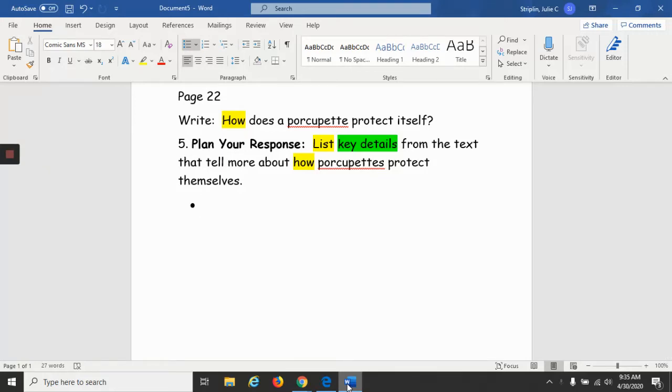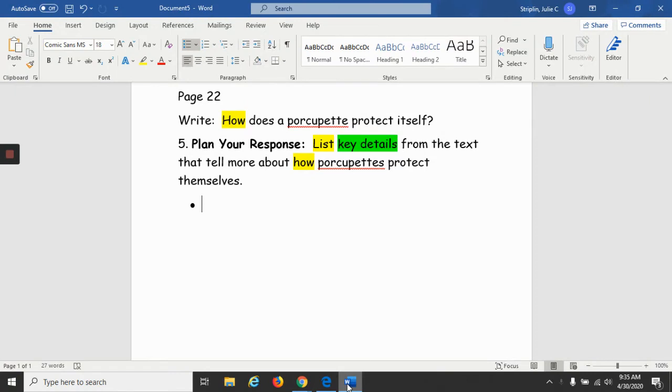Miss Striplin here to go over the reading lesson for today. Before we get started, you're going to need your story that we've been reading this week called A Prickly Adventure. So go ahead and get that handy. And you're going to need page 22 from your packet to go along with the story. So go ahead and gather those two things.